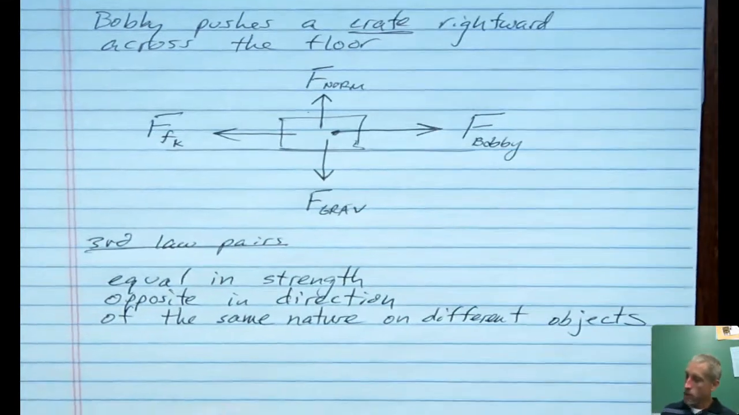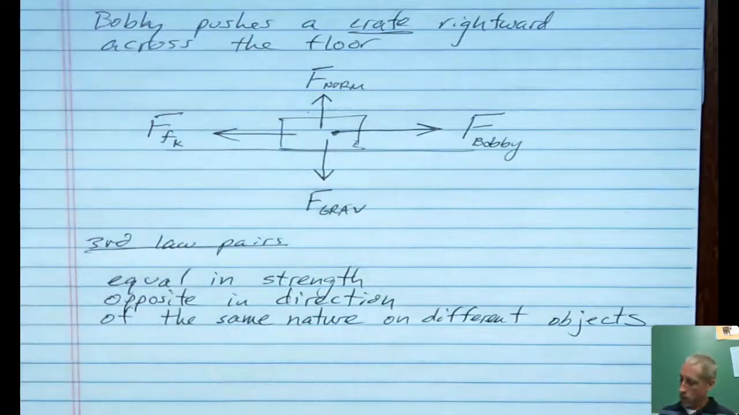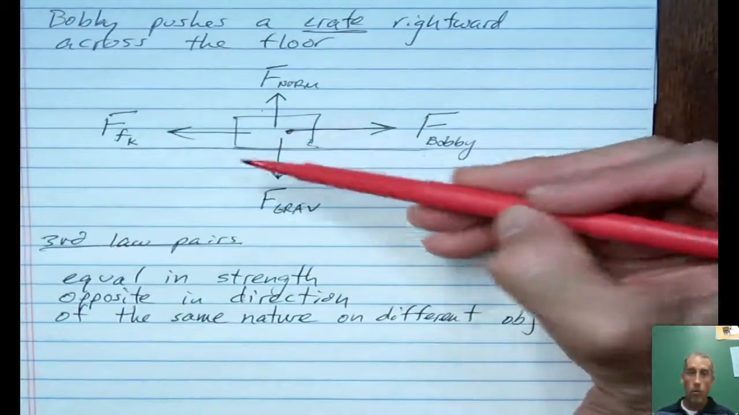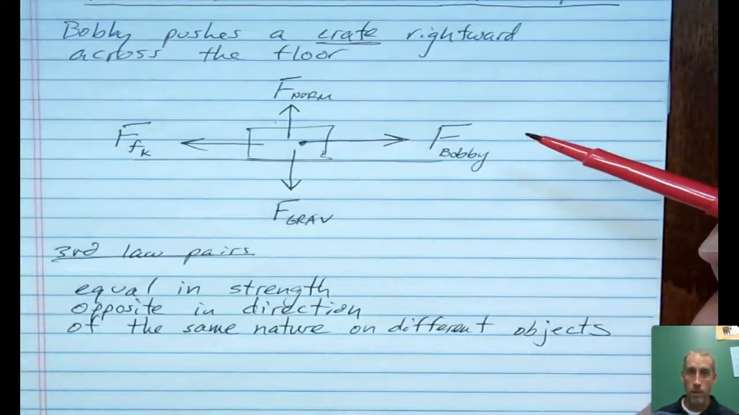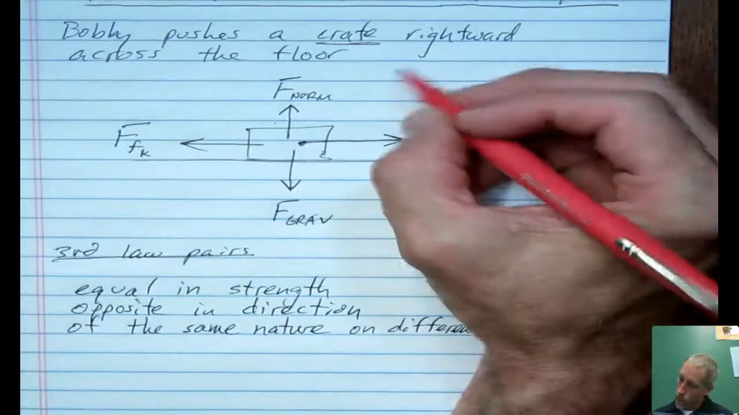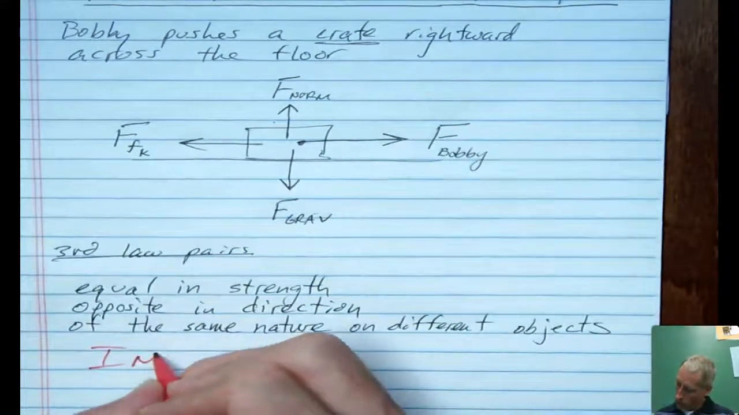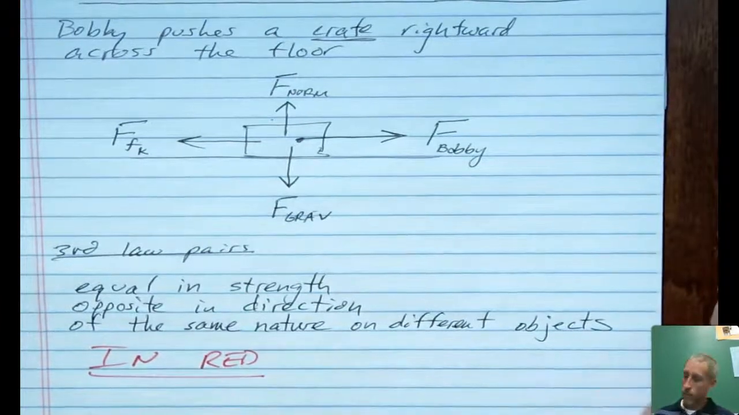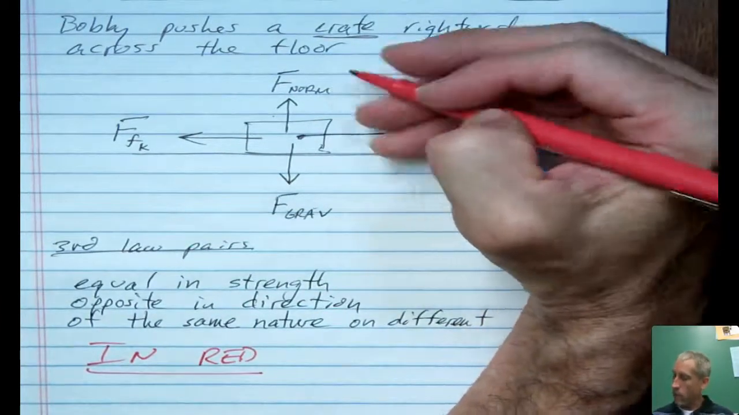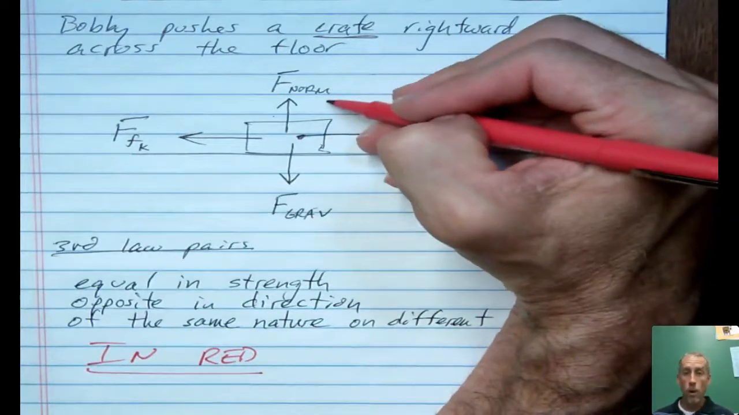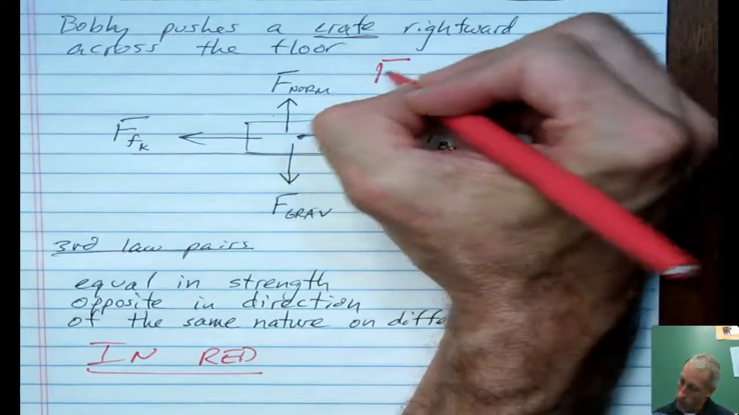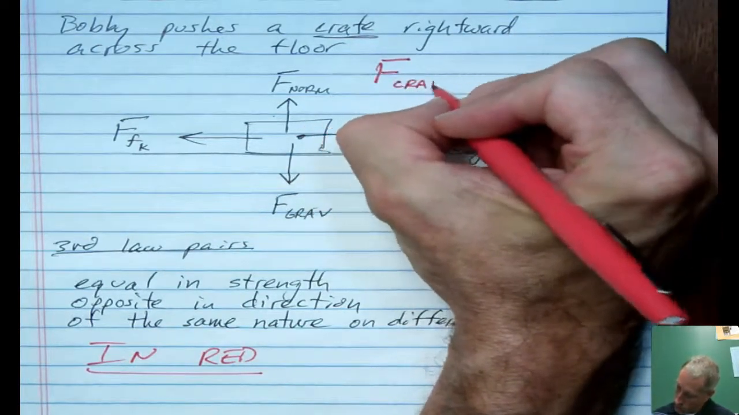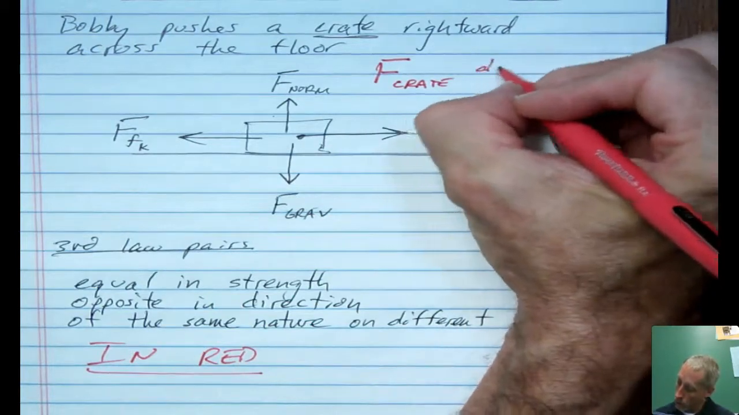So let's just describe what these third law counterparts would be. And I'm going to write them in red. We would never ever draw them on the crate. The third law counterparts are never ever on the same object. So third law counterparts in red again. The normal force, that's the force of the floor pushing up on the crate. The third law counterpart is the force of the crate downward on the floor.